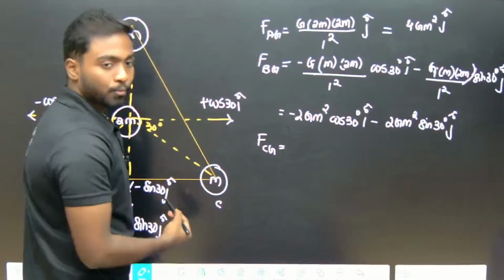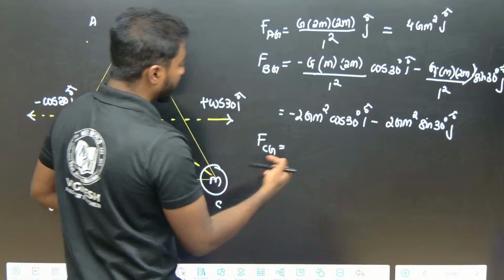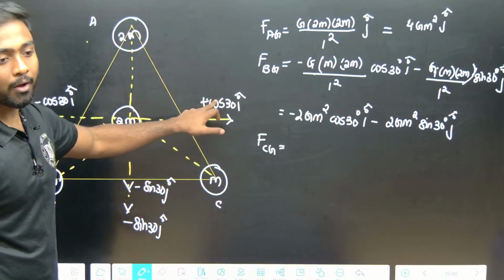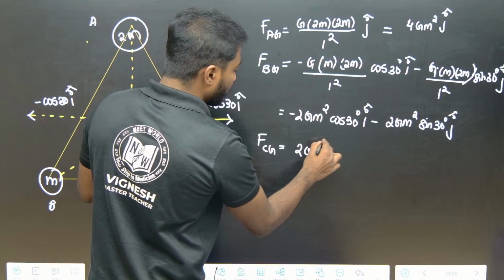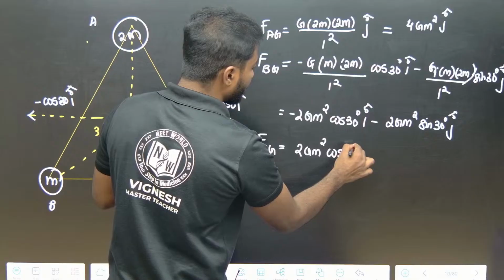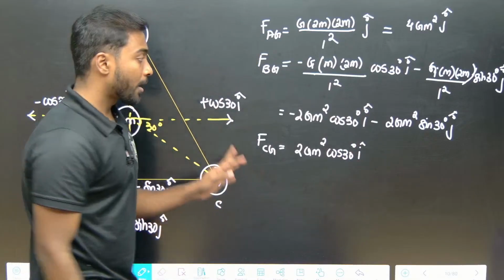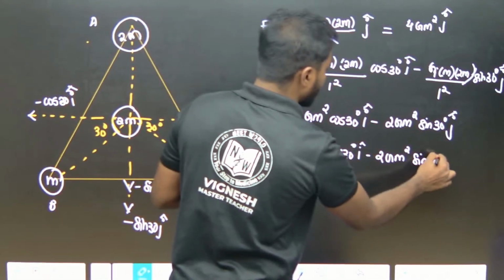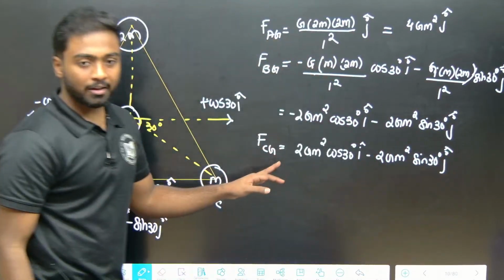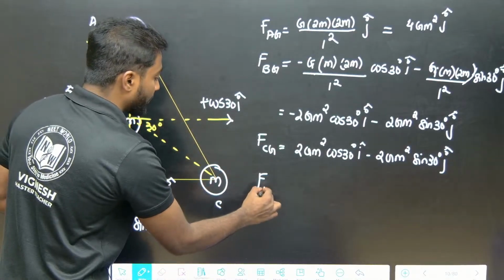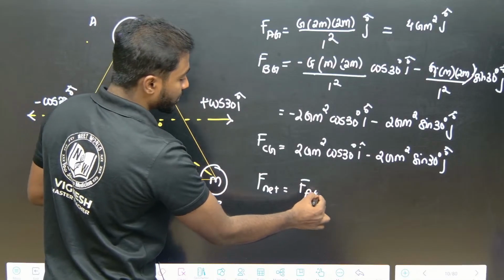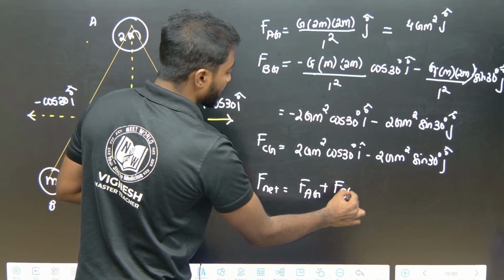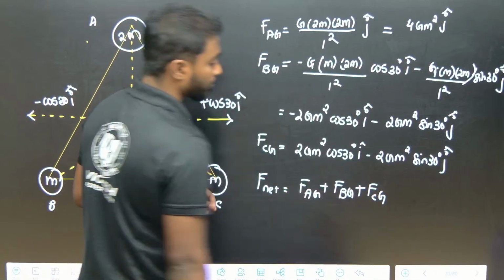FCG will be the same, one will be positive, one will be negative. Which is positive? Cos. Which is negative? Sin. Okay. So, 2GM square cos 30 degree I cap, okay, minus 2GM square sin 30 degree j cap. Done. So, now F net will be equal to force of A on G plus force of B on G plus force of C on G, right.